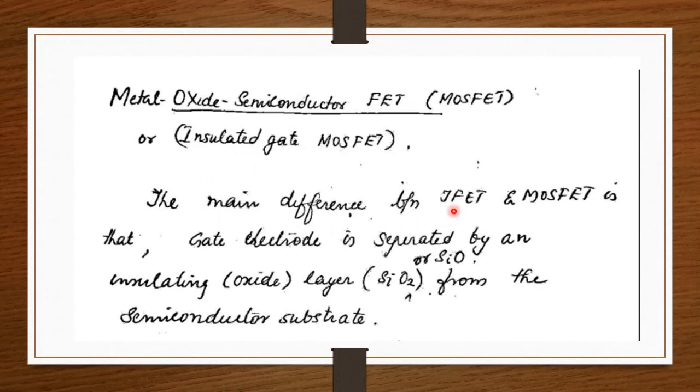The main difference between JFET and MOSFET is that the gate electrode is separated by an insulating layer, which is an oxide layer. It can be SiO2 or SiO, from the semiconductor substrate. So the gate is insulated by an oxide layer from the semiconductor substrate. That is the difference between JFET and MOSFET.